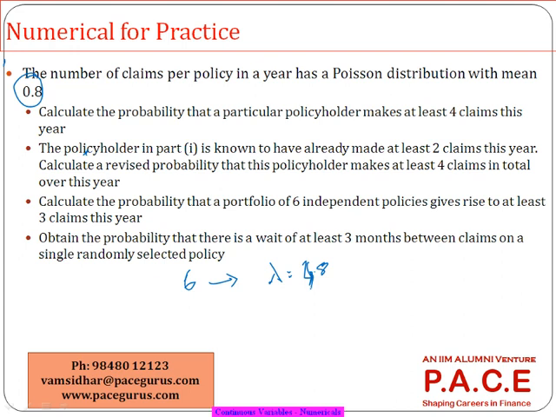Now he is talking about giving rise to at least 3 claims, which is nothing but one minus the probabilities of 0, 1 and 2. So you can simplify the process now: P of x equal to 0 plus P of x equal to 1 plus P of x equal to 2. The only thing is lambda will not be 0.8, lambda will be 4.8. You do the same process with lambda equal to 4.8, and you will get the required solution.